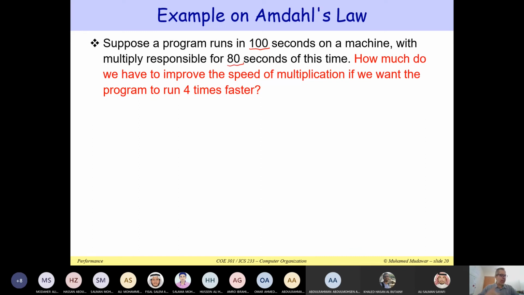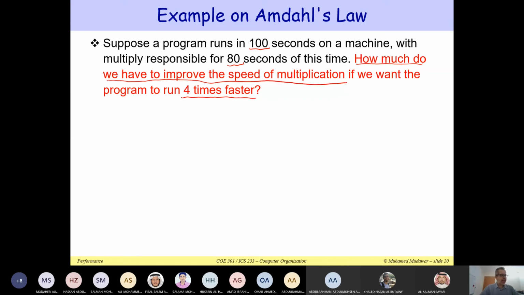And suppose that one multiplication takes 100 cycles. Very slow machine, or whatever number of cycles. I'm just throwing a number here. Right. So the question is, how much do we have to improve the speed of multiplication if we want the entire program to run 4 times faster? Do you understand the question? We want the program to run 4 times faster. So the question is, how much do we have to improve the speed of multiplication?